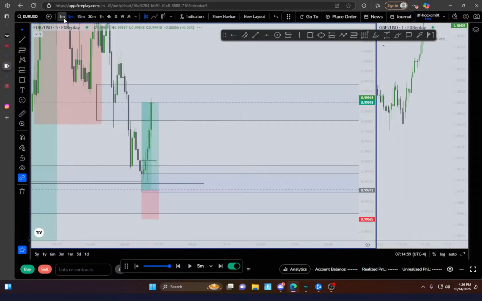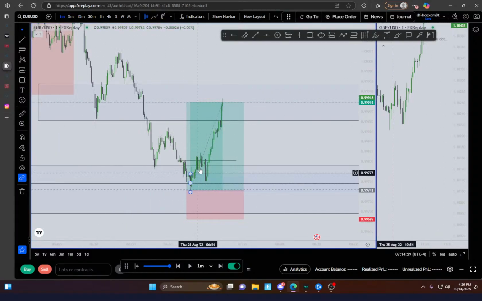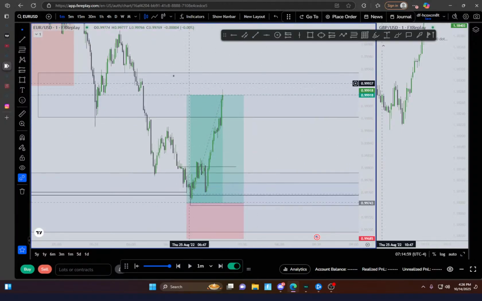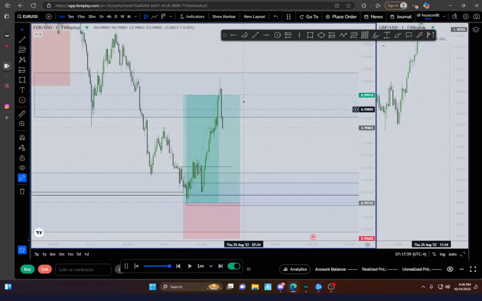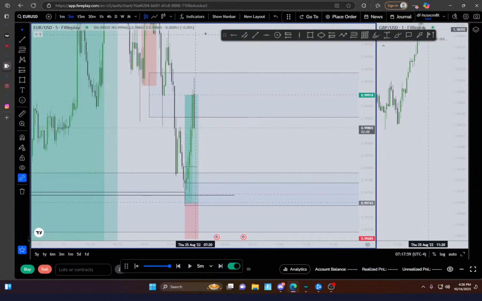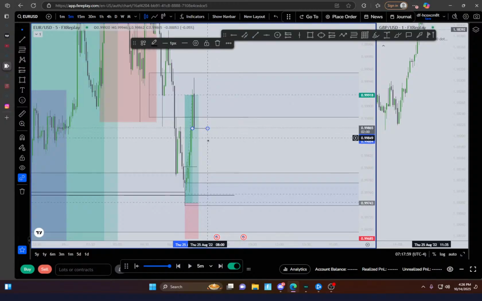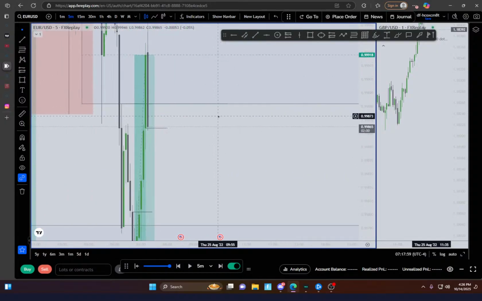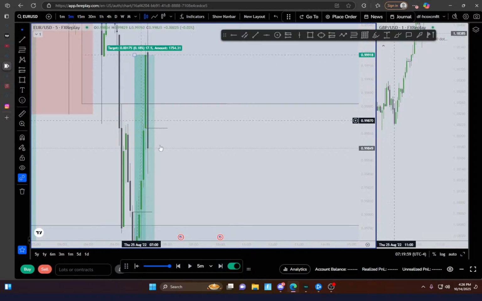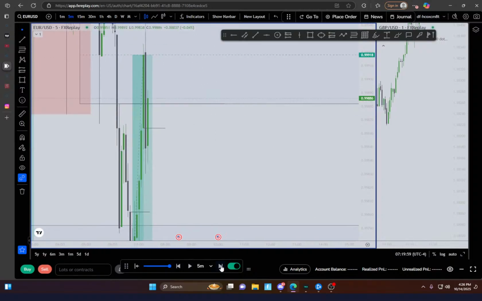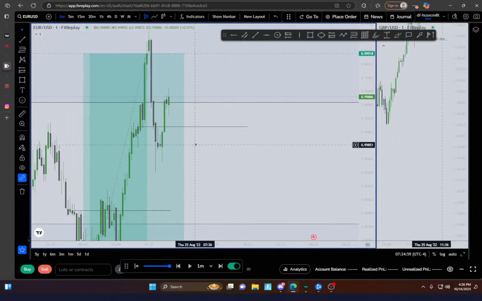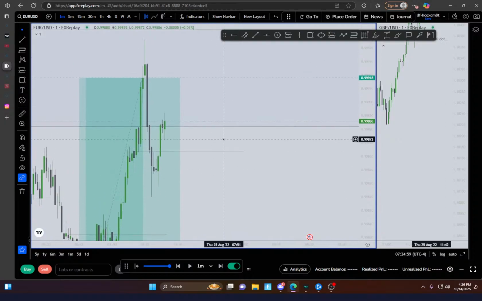Right here, seeking out again, look. So we're going up higher, taking out all this liquidity to seek efficiency to do what? Go lower. It's all the same stuff. And then what do we have? We have a change in state. Nope, not yet, but okay. We have a change in state right there.